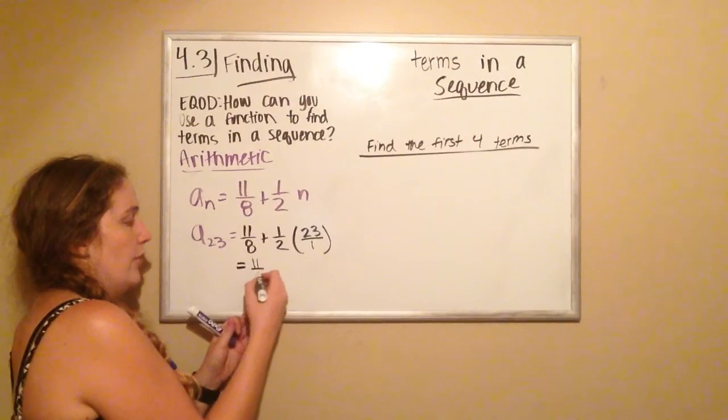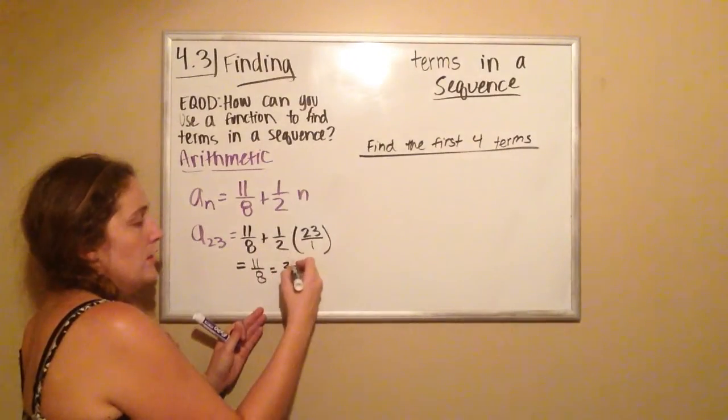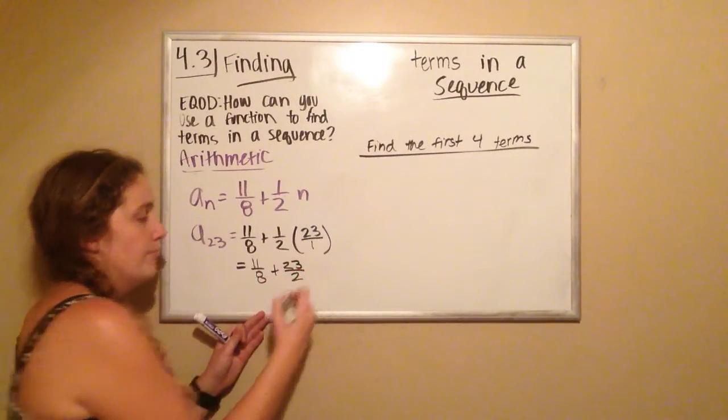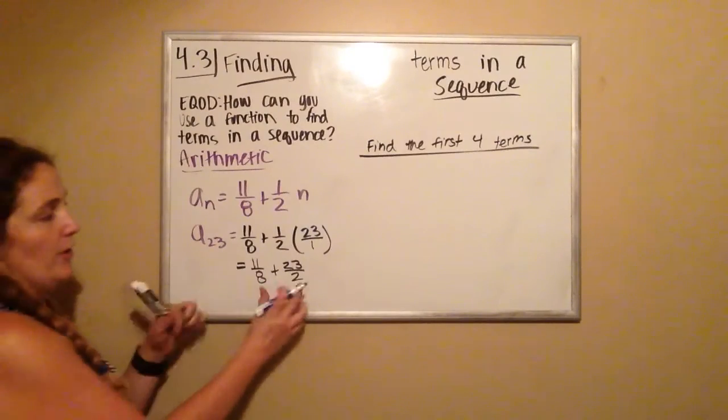So we get 11/8 plus 23/2. Awesome. Now in order to add fractions, we've got to get like common denominators. So for common denominators, we've got a 2 and an 8.